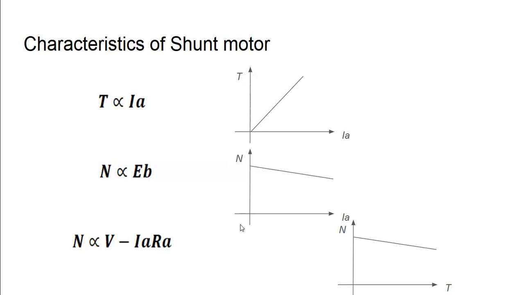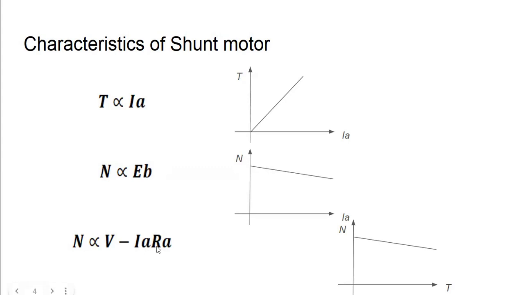Now, to get the second characteristics, that is speed versus Ia characteristics, we need to consider the second equation. Speed is directly proportional to Eb by phi. Again, phi is going to be a constant one, so we can write that speed is directly proportional to Eb alone. Again, Eb can be substituted as V minus IaRa. So speed is directly proportional to V minus IaRa. So as Ia is going to increase, IaRa is going to increase. So V minus IaRa is going to decrease. So the speed versus Ia characteristic will have a drooping characteristic, which is due to the increase in the value of IaRa.